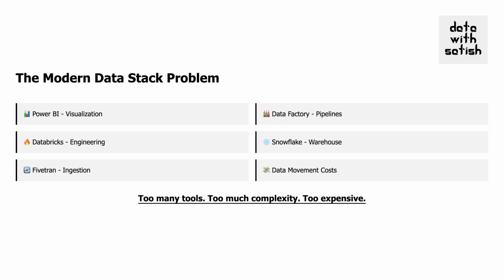Here is the problem we all have been dealing with. Power BI for visualization, Data Factory for pipelines, Databricks for data engineering, Snowflake for data warehousing, Fivetran for ingestion, and don't forget the data movement costs. This worked, but it created new problems. Too many tools to manage, too many integrations to maintain, too much complexity, and way too expensive. This fragmentation has been the norm for years, but it doesn't have to be anymore.